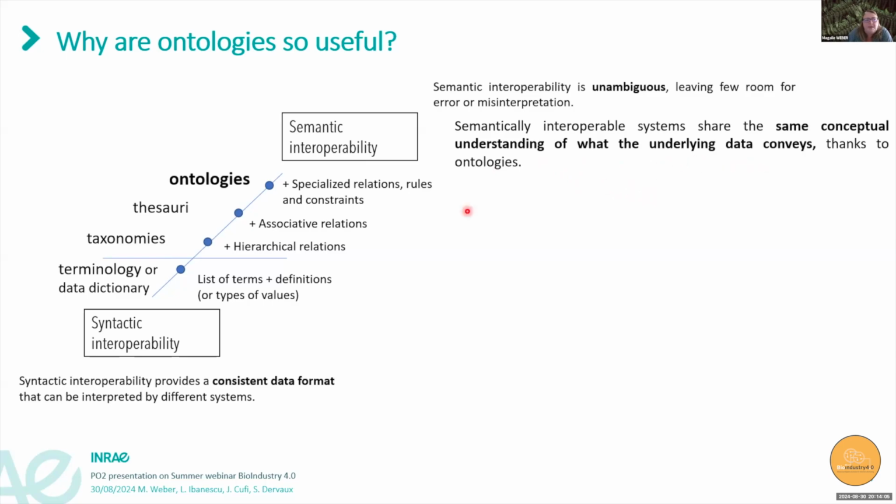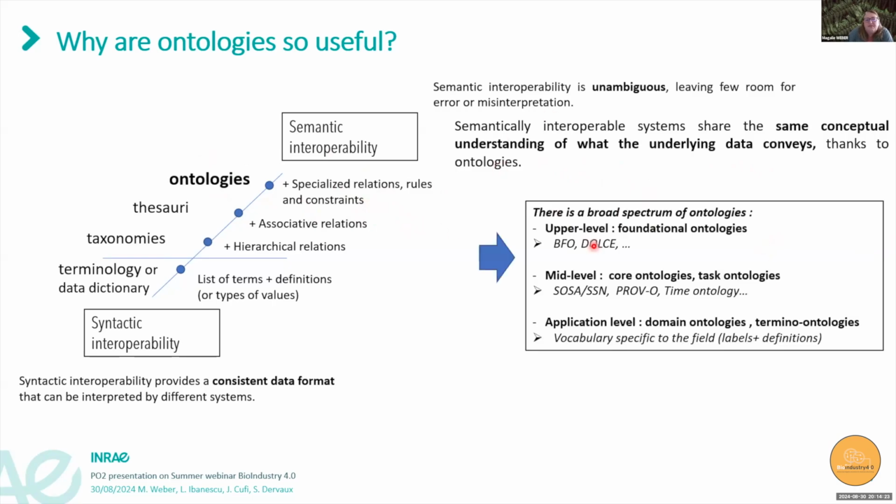thanks to ontologies. Ontologies are the most refined semantic artifact, as they have some rules and constraints, and they also have some specialized relationships between entities. However, there is a broad spectrum of ontologies, and you may distinguish between upper level, that is foundational ontologies, which are very formal standard. And then we have mid-level ontologies, that is to say core ontologies or task ontologies.